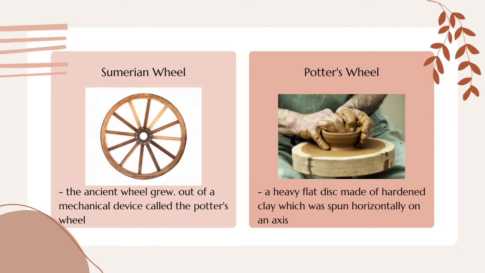Ancient wheel. The ancient wheel was used for transportation and agriculture. No one knows exactly who invented the wheel and when. There is, however, a general agreement that the first wheel grew out of a mechanical device called the potter's wheel. This wheel was a flat disc composed of hardened clay.